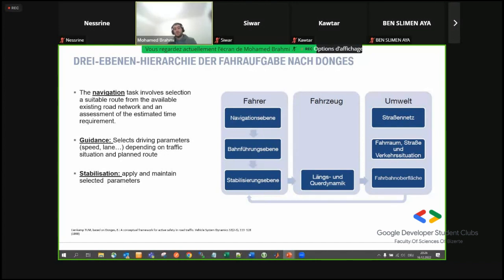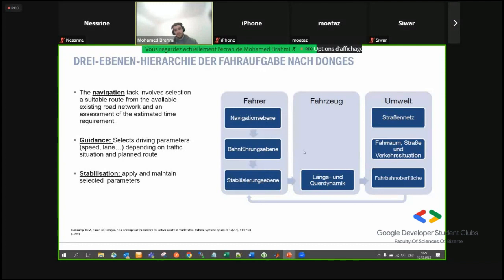But if we want the system to take over the whole task of driving, in that case the system has to be able to do also these tasks. That means the system has to be able to navigate and also to decide by itself how to navigate through the highway, for example, to go from the left lane to the right lane. So these are new aspects which are becoming relevant now with the automated driving system.